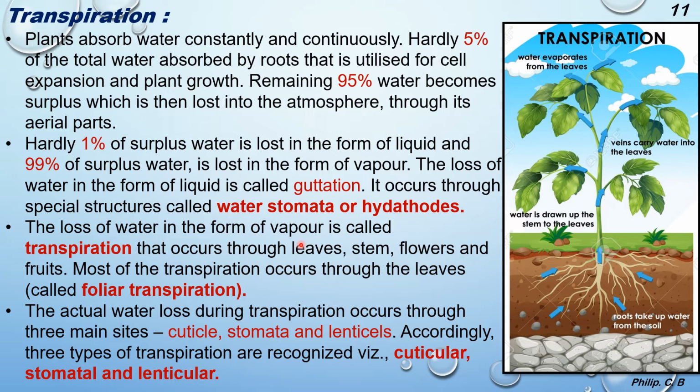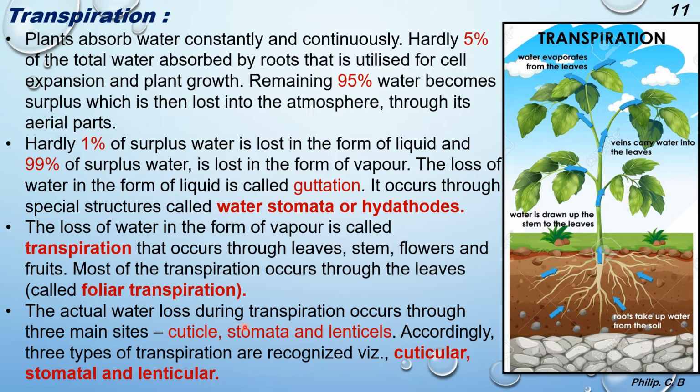The loss of water in the form of vapor is called transpiration. Now this term you have come across many times. Transpiration, loss of water in the form of water vapor. If I add a point, the aerial part of the plant, that is the leaf, because most of the percentage is removed or vaporized through the leaf. That occurs through leaves, some through stems, flowers and fruits as well, but a minor percent. Most of the transpiration occurs through the leaves, called foliar transpiration, meaning through the leaf.